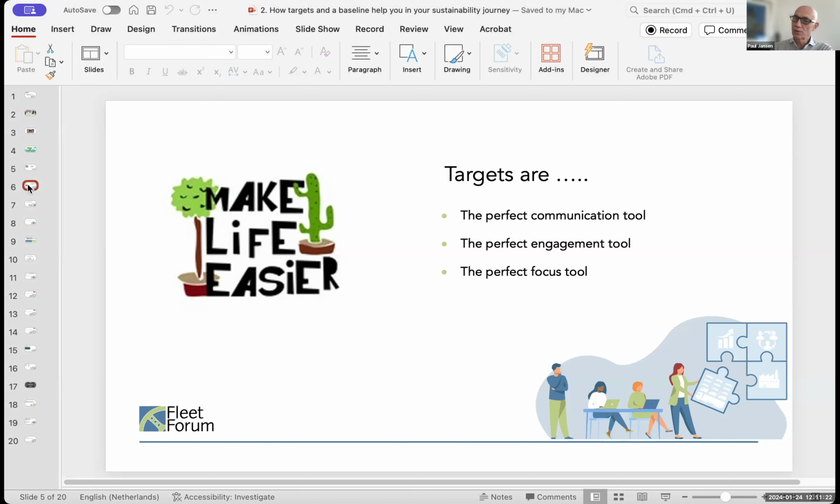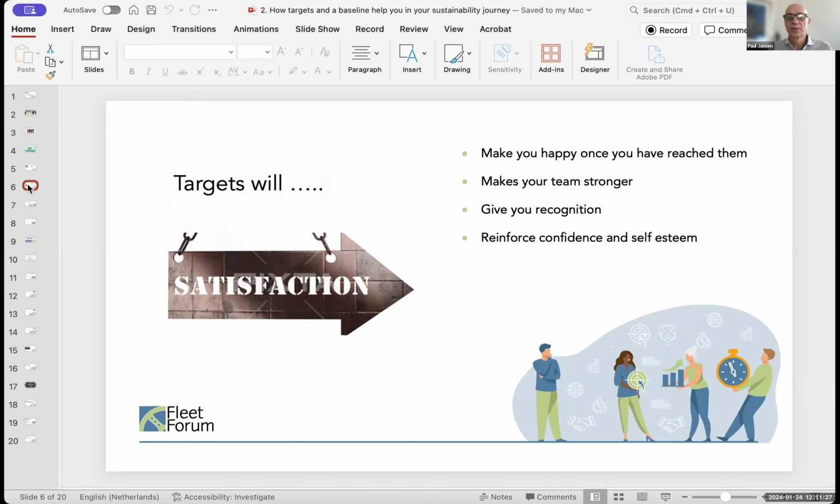But also, when you set your targets and you reach them at the end of the year, it will give you a lot of satisfaction and make you happy. It also makes your team stronger, because you work together with everyone in your team to realize the objective. You have a stronger engagement with each other, because you collaborate and have a clear common goal. You all work towards the goal. So it makes the team that you work in stronger than before. It gives you recognition, of course within your team, but also within your organization.